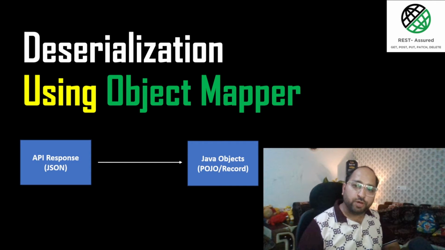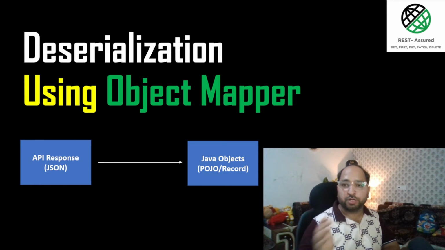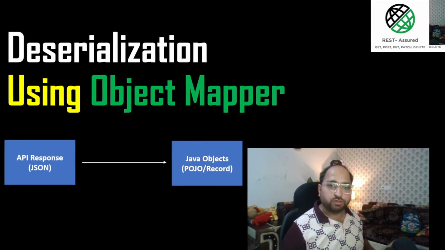So today we are going to continue our discussion on deserialization techniques, and as part of today's discussion, we are going to discuss how to deserialize a JSON response into Pojo classes with the help of object mapper. So without further delay, let me jump onto the discussion.